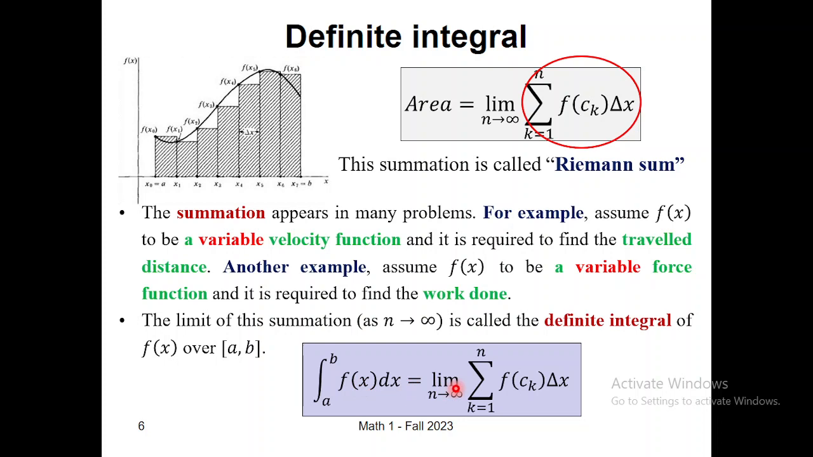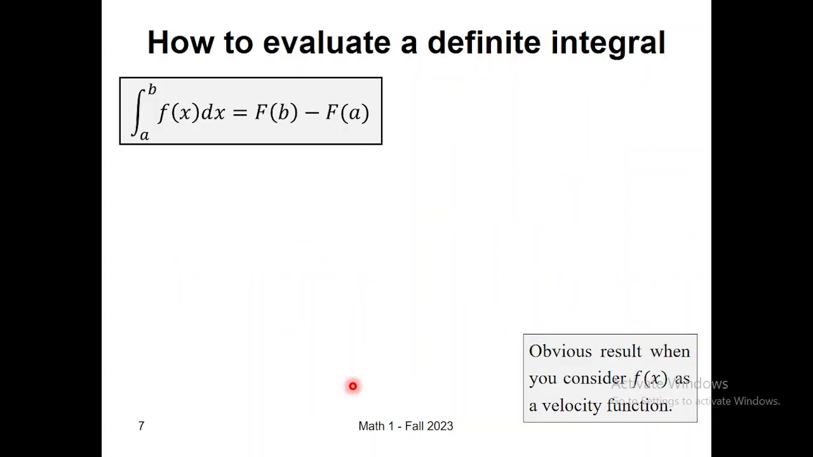Now the important question: how to evaluate this definite integral? Basically, you have to evaluate it by computing this limit. You formulate this summation as a function of n, and then take the limit of this summation as n tends to infinity, or equivalently delta x approaches 0. You have to solve this limiting problem. But now we have a very simple approach to evaluate this definite integral, based on what is called the fundamental theorem of calculus.